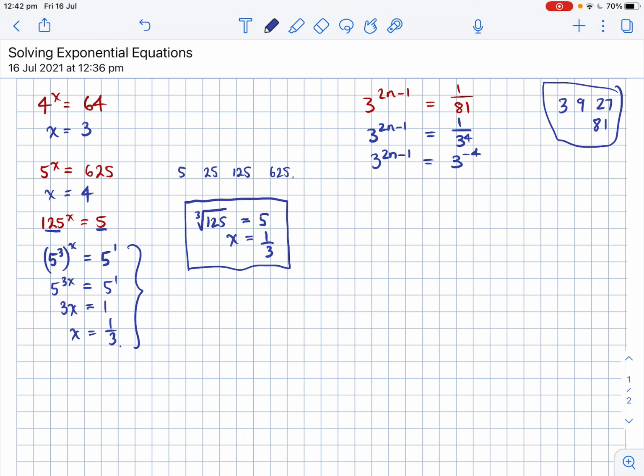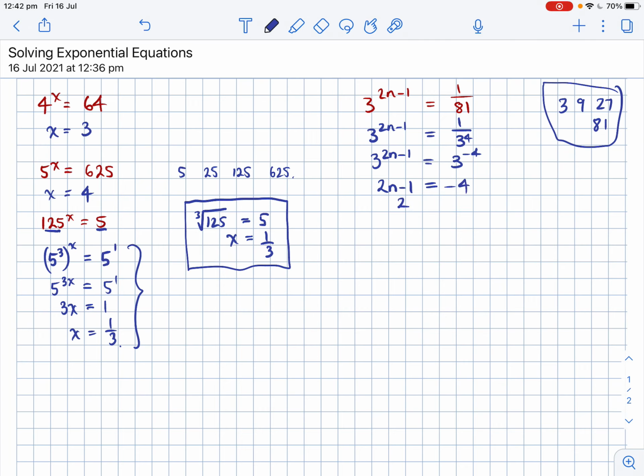So now I can ignore the bases. The only way these two expressions are going to be equal is if 2n minus 1 is equal to minus 4. So let's write out just that part of the expression. 2n minus 1 has to equal negative 4.